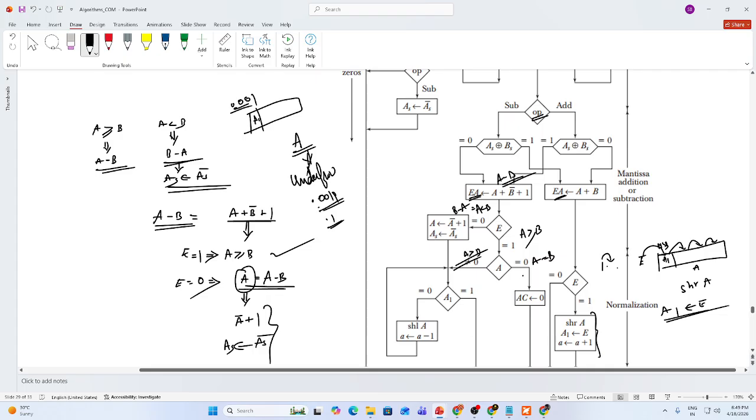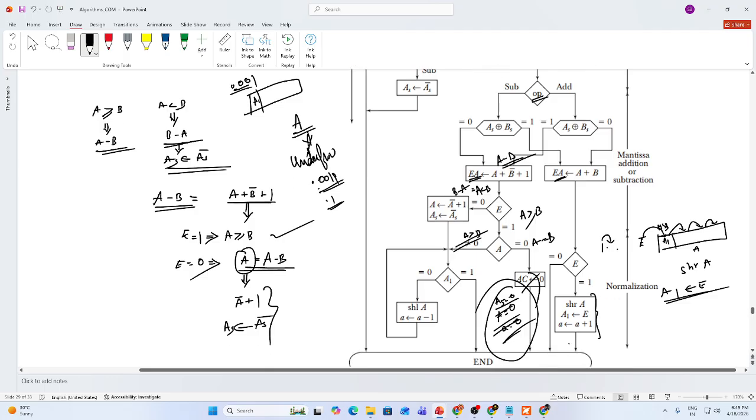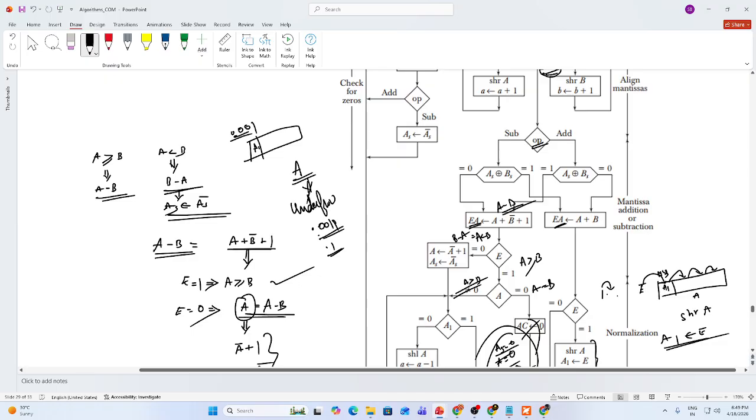Or if A equals B, ensure that you will not get a negative 0. For that you make AC as 0. AC 0 means what? Capital A equals 0 and small a also 0. That is the meaning. So, all should be made 0 to get the 0 result and end the algorithm. So, this is the algorithm for addition or subtraction.